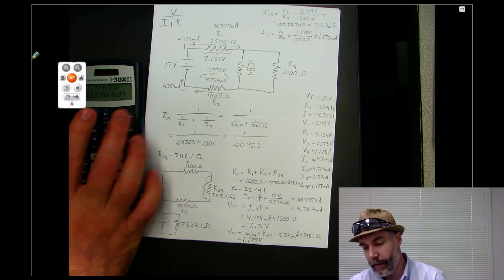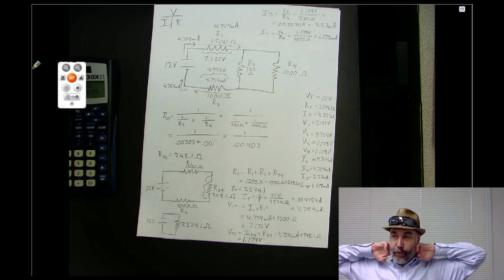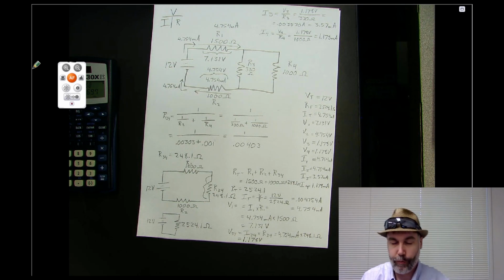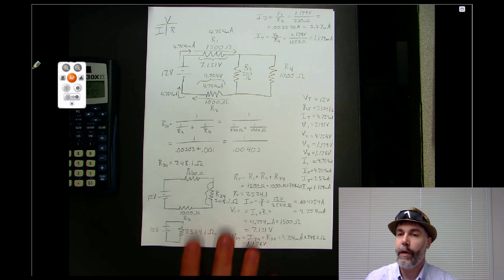So I know that was a lot of math, and that was probably pretty tedious listening to me just sit up here and rattle off formulas. But that's how we can get that.